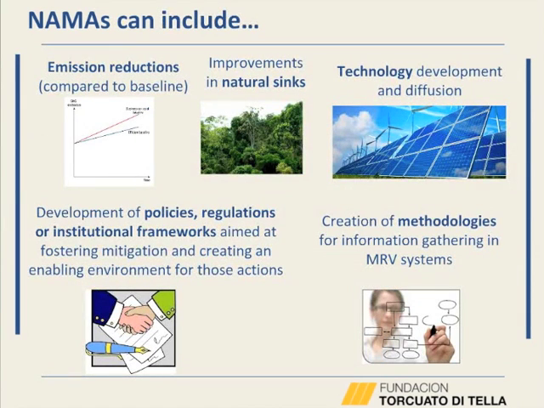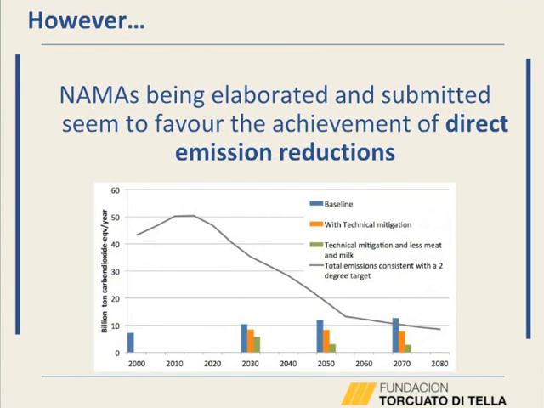At the beginning, there was agreement that NAMAs can include emission reductions compared to a baseline, improvements in natural sinks, for example, forests, technology development and diffusion, development of policy regulations or institutional frameworks aimed at fostering mitigation and creating an enabling environment for those actions, and also the creation of methodologies for information gathering in MRV system. However, NAMAs being elaborated and submitted seem to favor the achievement of direct emission reductions.